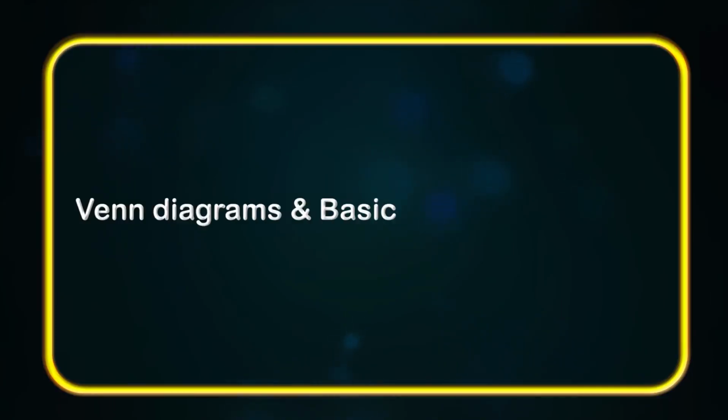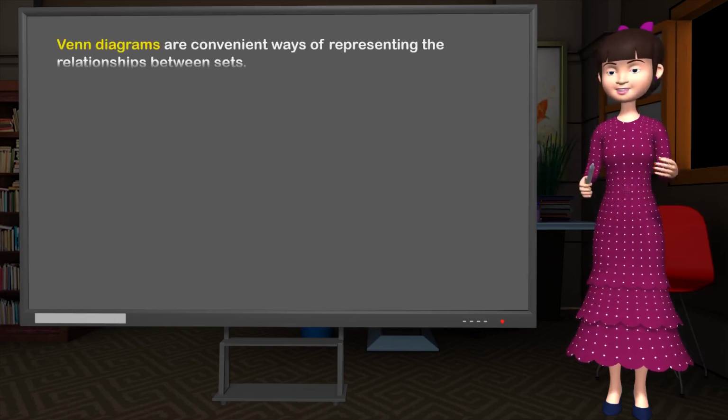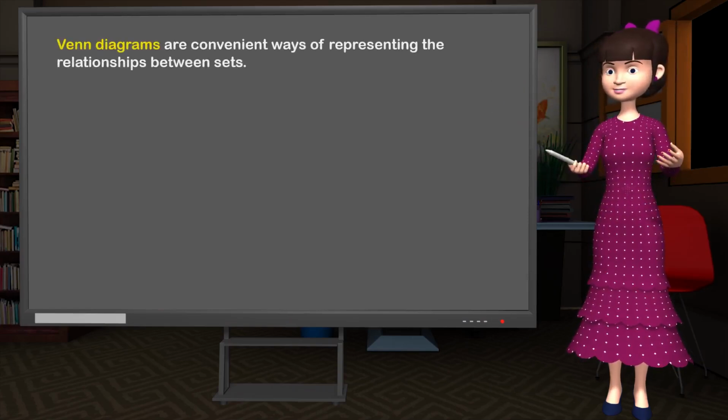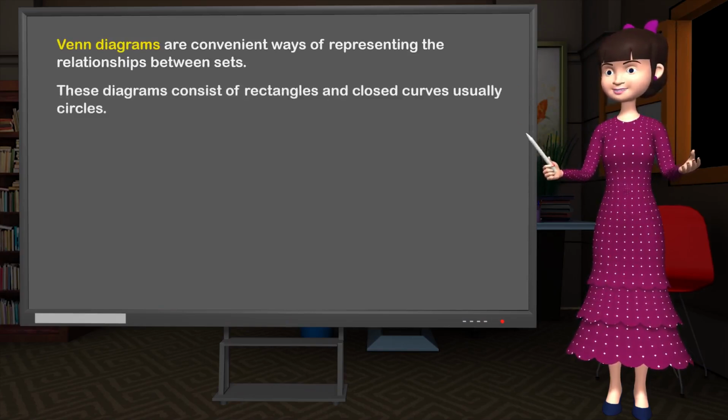Venn diagrams and basic operations on sets. Venn diagrams are convenient ways of representing the relationships between sets. These diagrams consist of rectangles and closed curves, usually circles.